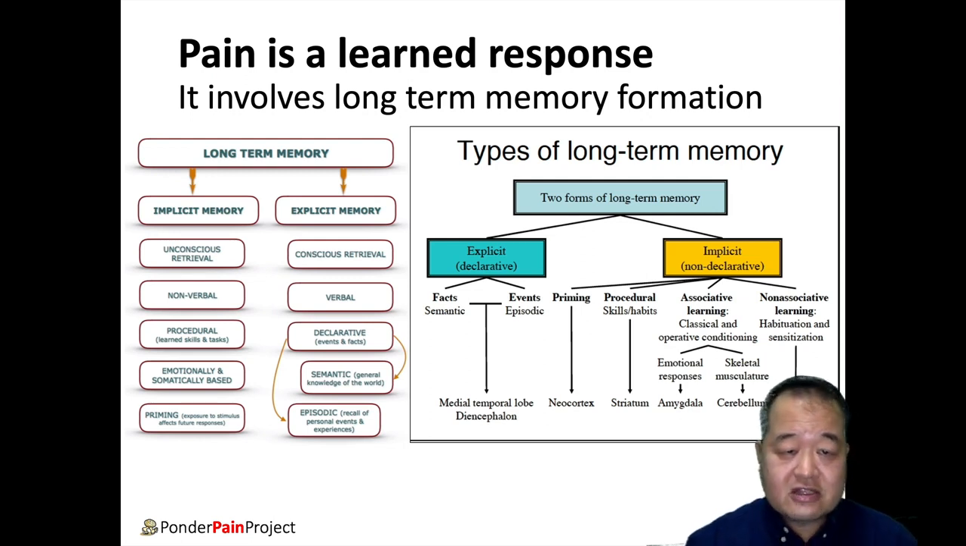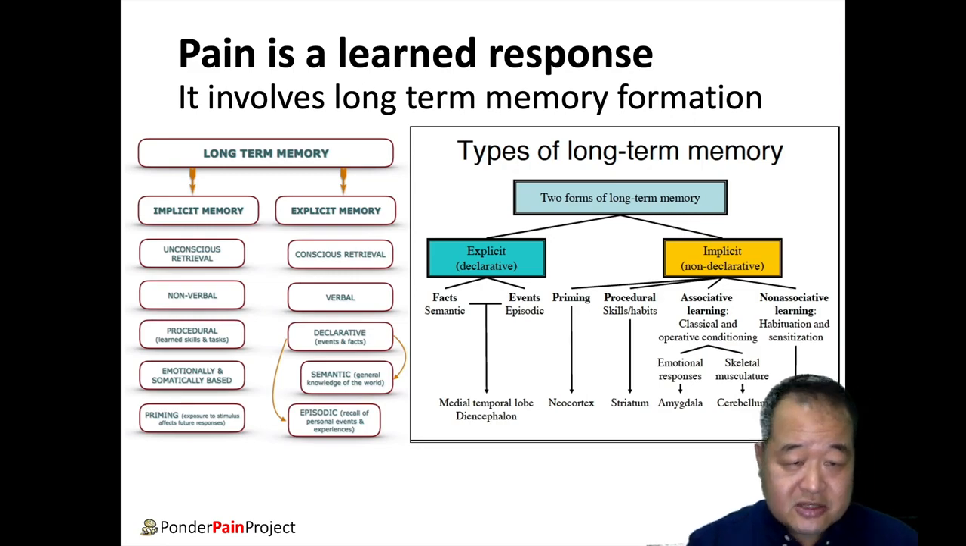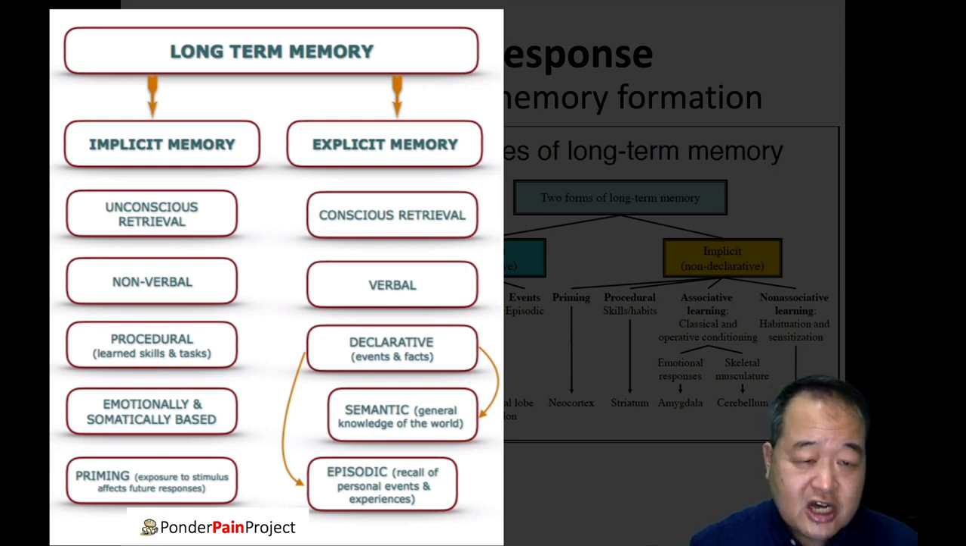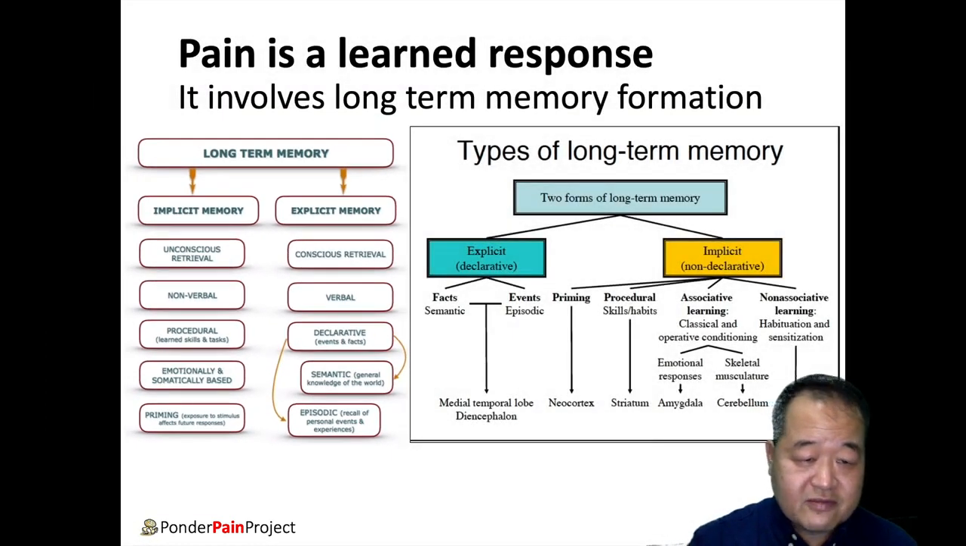And so if you look at long-term memory formation, if you look at some of the research in terms of long-term memory, we really realize that it's broken down into two types of memory. There's implicit memory and there's explicit memory. So if we look at the chart on the left, we start to see implicit memory are those unconscious memories that occur, whereas explicit are those conscious memories that we can retrieve.